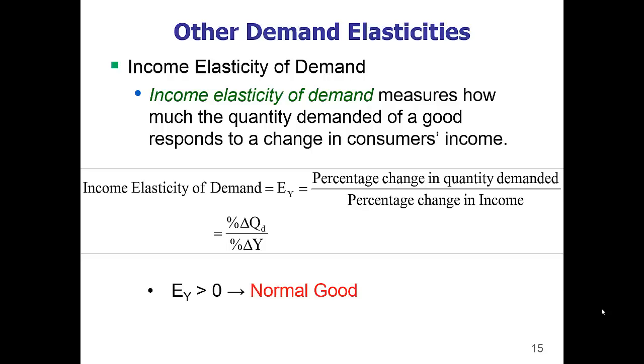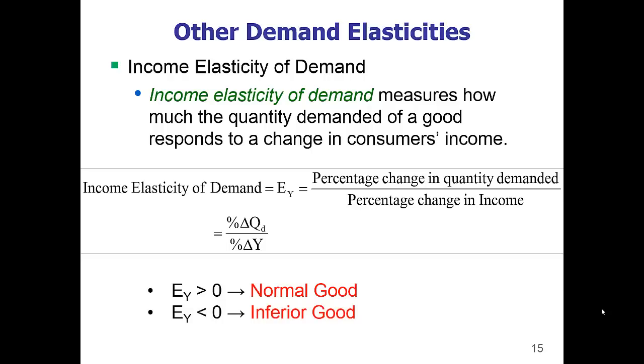If the value of this elasticity is greater than 0, this good is going to be known as a normal good. That means both the numerator and the denominator are changing in the same direction. So the percentage change in income increases, and you have an increase in the percentage change in the quantity demanded. That's a normal good, right? People are buying more of the good when their income increases. And vice versa, if both those values in the numerator and denominator are negative, that suggests that when people's incomes fall, they buy less of this product. Well, that's just a normal good.